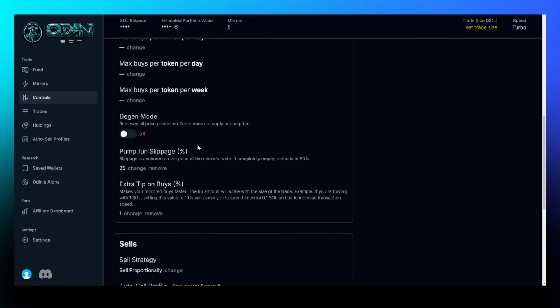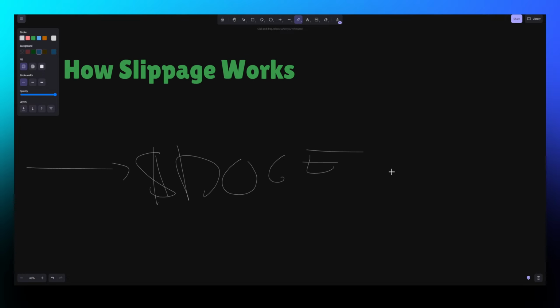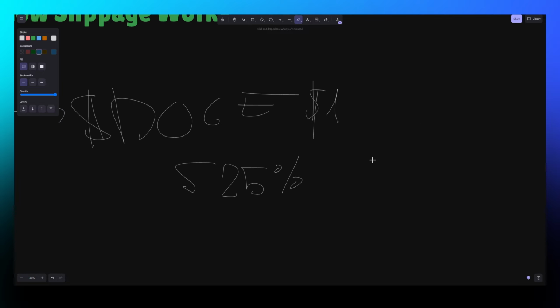Moving on, we have the Pump Fund slippage. Let's explain how the slippage works in OdinBot. Let's say your mirror wallet, which is going to be a W, buys a token called Doge at $1. If your slippage, which is going to be an S, let's say it is 25%, you are tolerating the token's price to be maximum 25% upwards for you to buy it, which means that if the token's price is above $1.25, you're not gonna buy it.